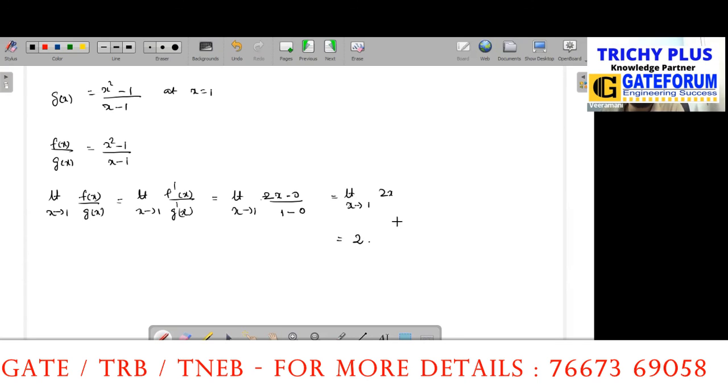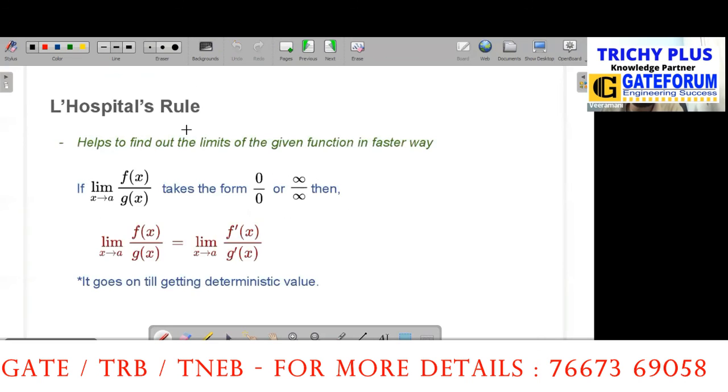See how quickly we are getting it, instead of going with 0.9, 0.99, 1.01 and 1.001 and all. So this is the power of L'Hospital rule. It will help us to find the limits easily. Is it clear?